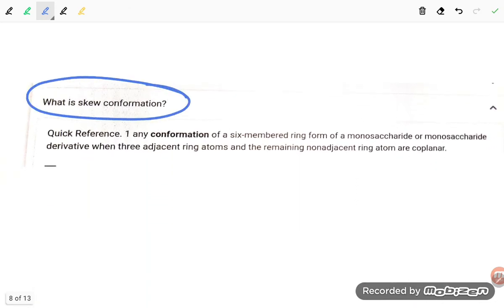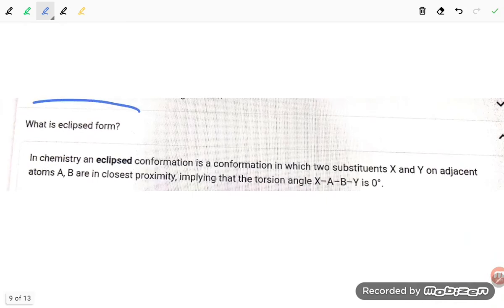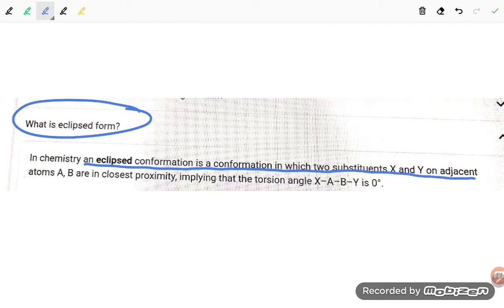What is skew conformation? Any conformation of a six-membered ring form of a monosaccharide or monosaccharide derivative in which three adjacent ring atoms and the remaining non-adjacent ring atom are coplanar is known as the skew conformation. What is the eclipsed form? In chemistry, an eclipsed conformation is one in which two substituents X and Y on adjacent atoms A and B are in closest proximity, implying that the torsional angle X-A-B-Y is 0.